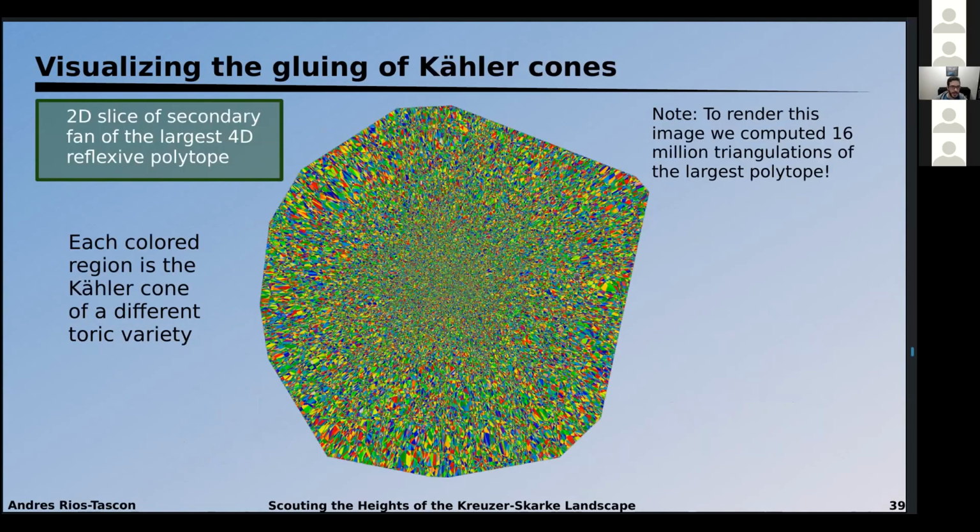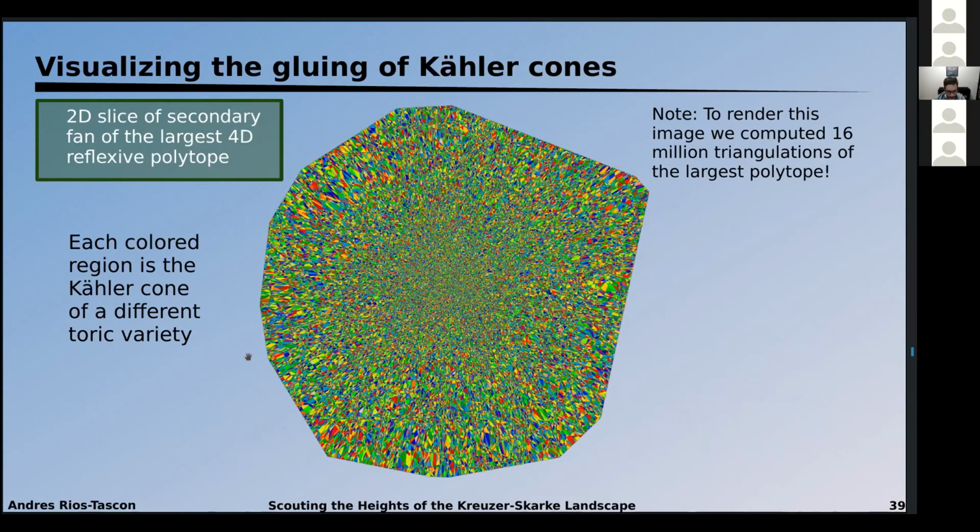This is an actual example of how this happens. This is a 2D slice of the secondary fan of the largest 4D reflexive polytope. Here, each colored region is the Kähler cone of a different toric variety. And just as a quick side note, to render this image, we had to compute 16 million triangulations of the largest reflexive polytope, which a few years ago would have been impossible.